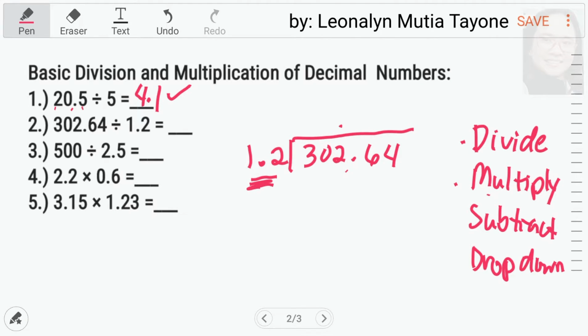So, we should make our divisor a whole number. Just move the decimal to the right so that we have a whole number. It's only 1 place. Whatever we did to the divisor, we will also do to the dividend. We only move the decimal place to the right side once. So, we do the same here with our dividend, just once.